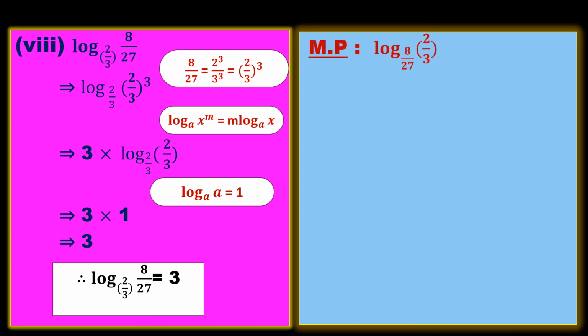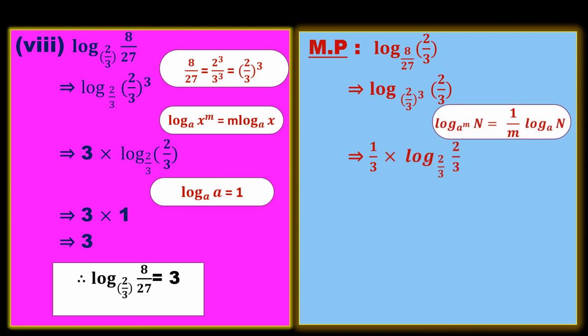Simple interchange: 8 by 27 as the base and 2 by 3 as the power. Now instead of 8 by 27 I'll write 2 by 3 whole cube. Now the base power, whatever is in between, will go to the front as a reciprocal. Here the power goes to the front, but if it is the super power, it will not be reciprocal. If it is in between, it will be reciprocal. That is the main difference.